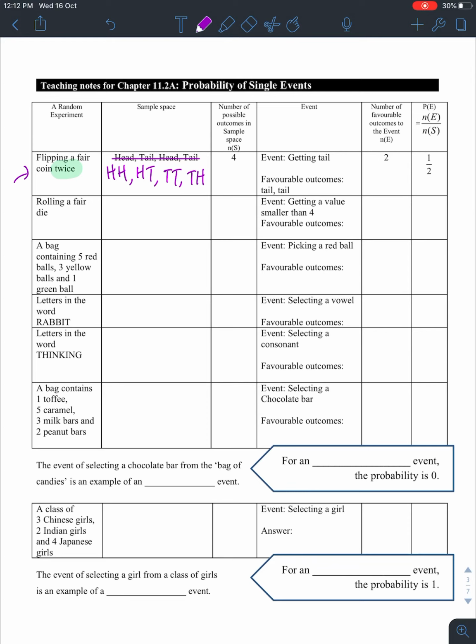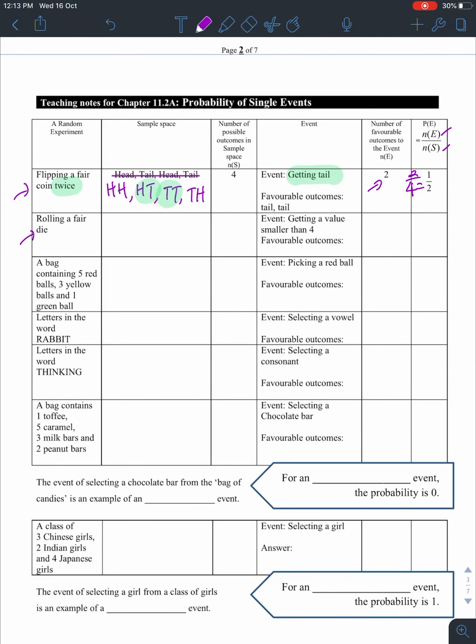What's the event in this case? The event is getting a tail. How many possible outcomes do you have for the event? You see that we have 2, so that's why we have 2 over here. The formula to apply is the number of favorable outcomes divided by the total number of outcomes in the sample space. So this should be 2 over 4, which equates to half. Next, rolling a fair die.